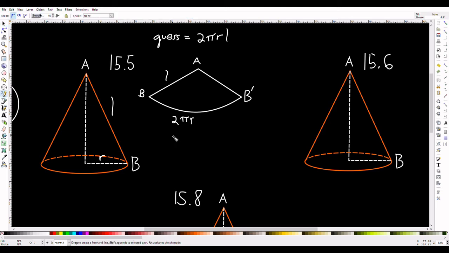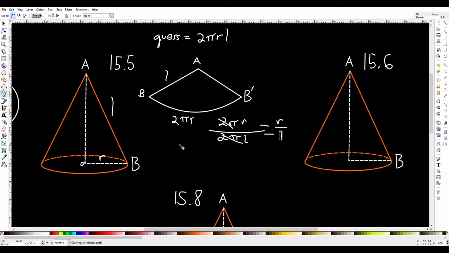So the ratio of these two circumferences, the circumference of, let's call it circle O, to the circumference of circle A, is 2 pi r over 2 pi l. And these cancel out. And so it's r to l. So the area of the sector depicted is the area of circle A times r over l.